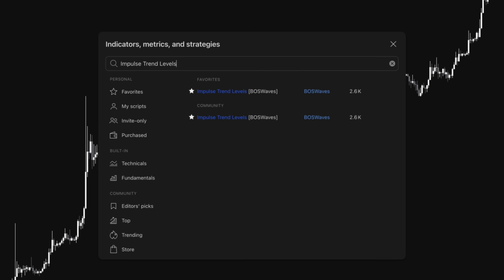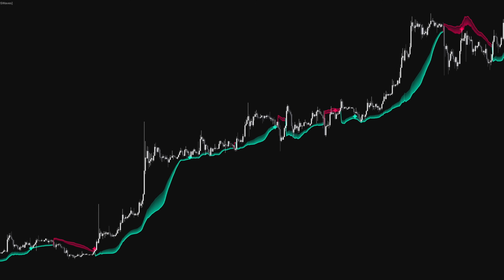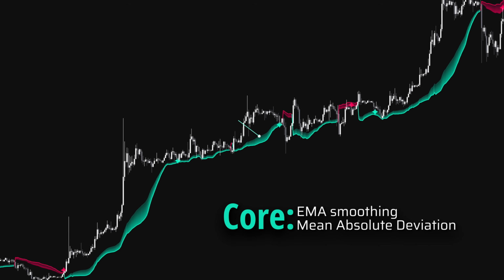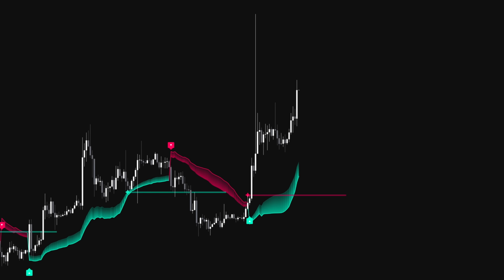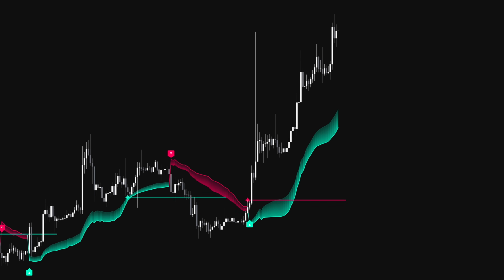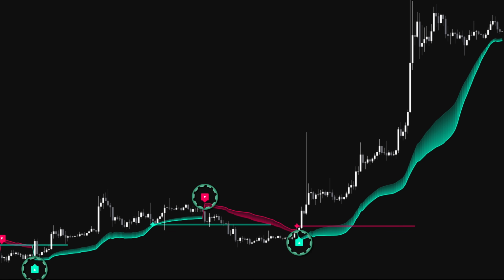Impulse trend levels. Bosswaves built this as an adaptive trend system that tightens or widens its bands based on impulse freshness. The core uses EMA smoothed price with mean absolute deviation to create upper and lower bands. What's different is the impulse detection mechanism. When price moves sharply relative to recent volatility, the system registers an impulse and marks its direction.